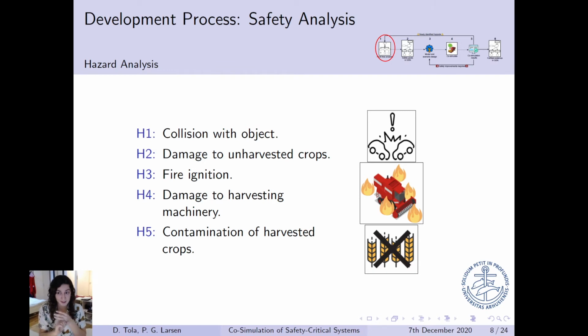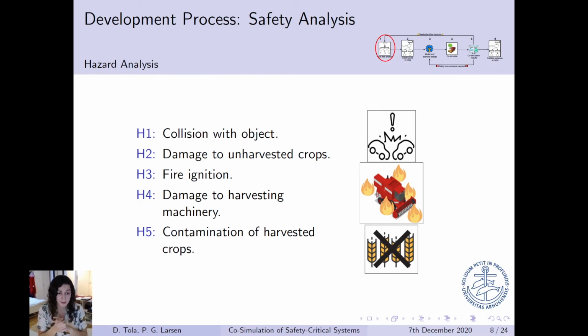They have defined some hazards, and by talking to an agricultural engineer from the company ACCO, and by reading on the internet and trying to find out what can be hazardous for combine harvesters. So the five hazards that we found, there are of course many more, but the five that we focused on were collision with object, damage to unharvested crops. That could be if the harvester runs over some crops without harvesting them or something.